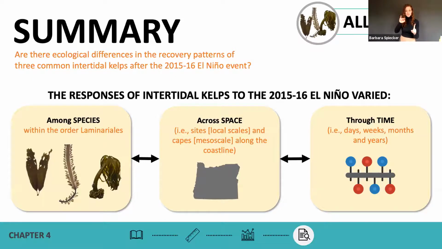So to sum it up, my question was, will these three common intertidal kelp species recover differently following the recent 2015-2016 El Nino event? And how might their patterns vary with abiotic and biotic factors? Looking at all species together, what I found, looking over in that first box on the left there, is that the responses of intertidal kelps to the 2015-2016 El Nino did vary among species, across space, as well as through time.